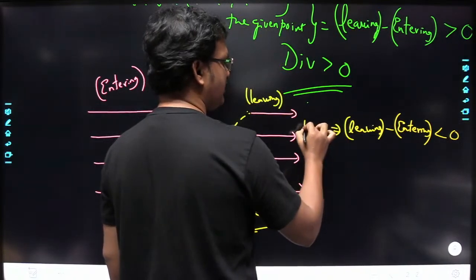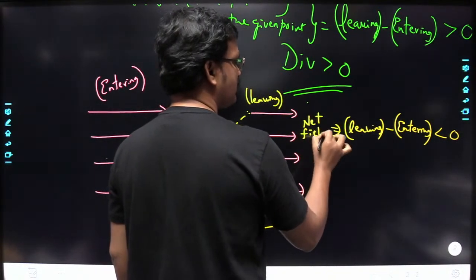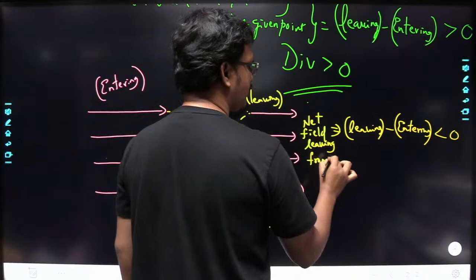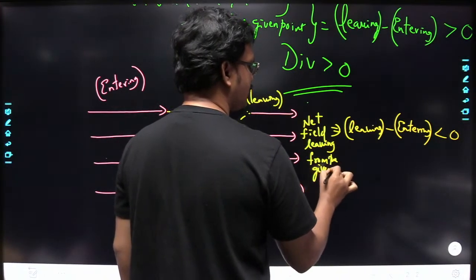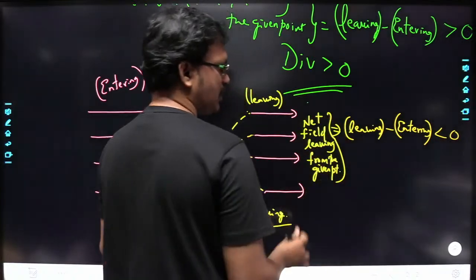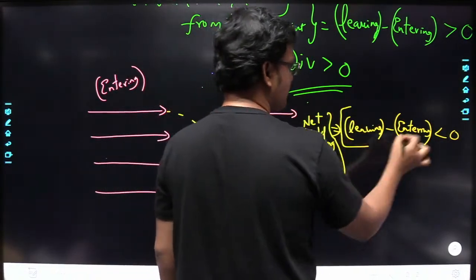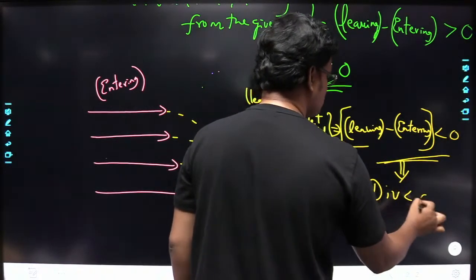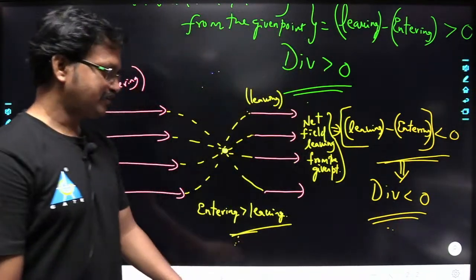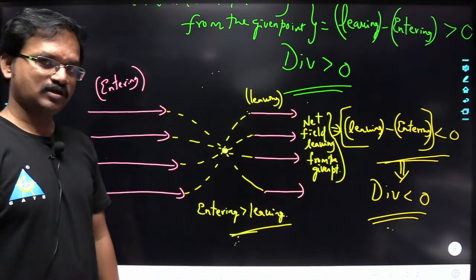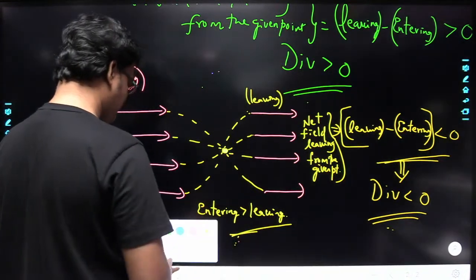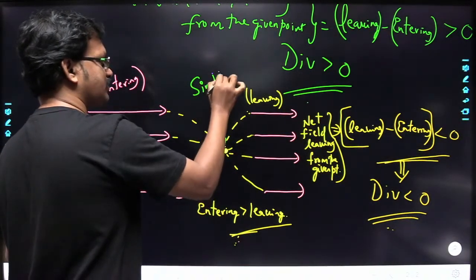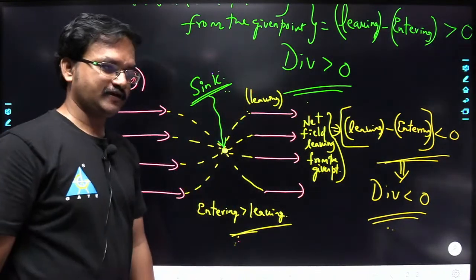So this is the net field leaving from the given point. From the given point, that is leaving minus entering, so you will get this value as less than 0. This implies divergence is less than 0. So if divergence is less than 0, divergence is negative. Yes or no? Okay. So if divergence is negative, what is present at this location? There must be a sink. Right? There must be a sink.